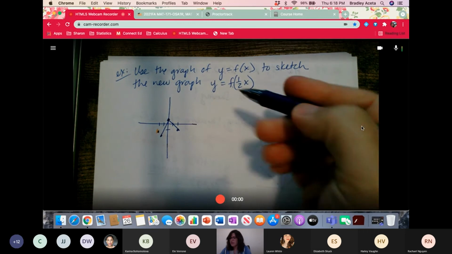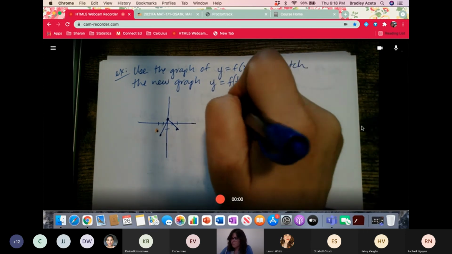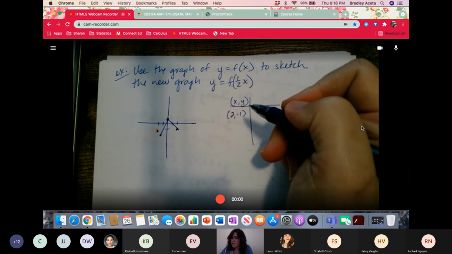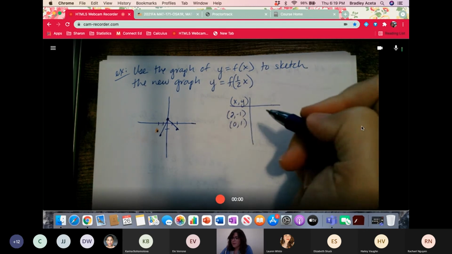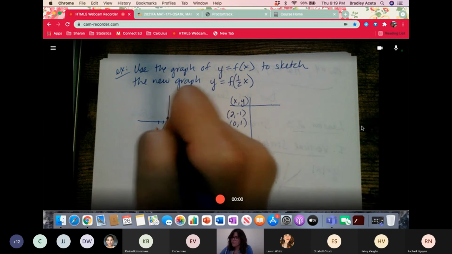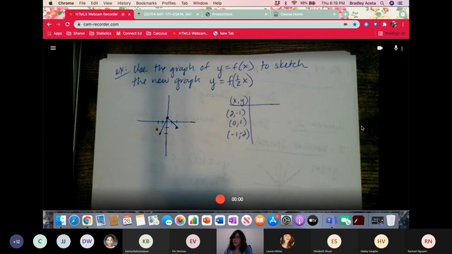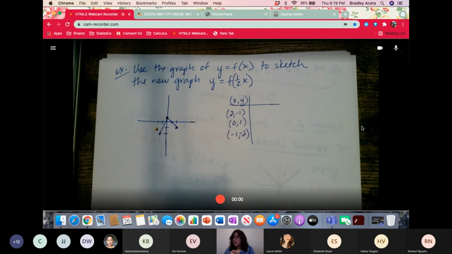All right, so they give you these dots. So, I mean, we can write them down. 2, -1. And then I had 0, 1. And then I had -1, -2. Okay, so now they're going to give you this. They want you to sketch y equals f of 1/2 x. So what is that actually doing?